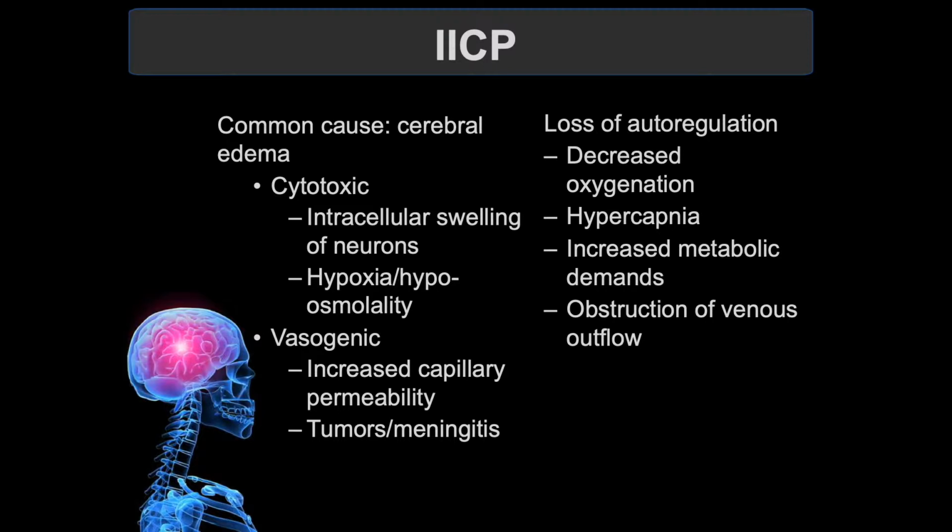blood volume and cerebral perfusion pressure over a wide range of mean arterial pressures, can occur with head injury. The loss of autoregulation leads to decreased oxygenation, hypercapnia, increased metabolic demands, and obstruction of venous outflow. The other remaining mechanisms have implications for nursing interventions commonly implemented for patients at risk for increased intracranial pressure. These include, but are not limited to, things like seizures, hyperthermia, shivering, hyperactivity, and pain.